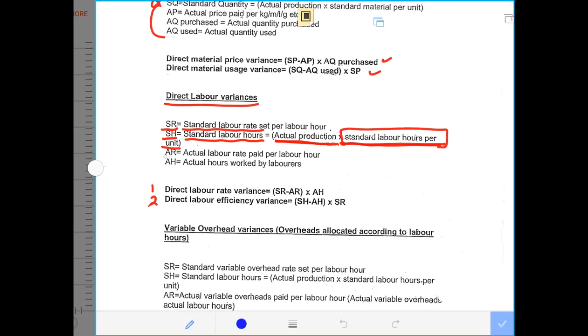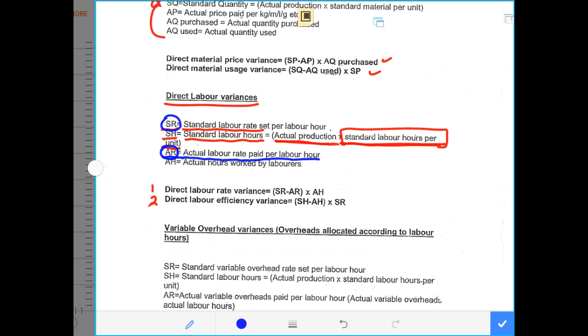Then we have AR, which is the actual labor rate paid per hour. This will be the actual rate that the company paid to the employees in the production of the units. Remember, the SR, which is the standard rate, will mostly be the budgeted rate, which is the rate that will be budgeted to be paid to each employee when they produce the units under budget. Therefore, the actual rate will be the rate that employees get to be paid by doing the actual job.